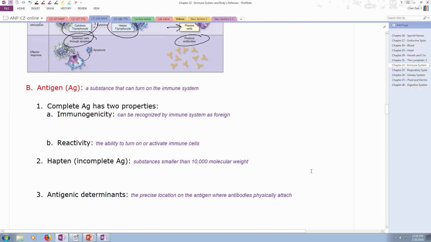Let's talk about antigen, AG, a substance that can turn on the immune system. These are actually quite large molecules, normally not present in the body.